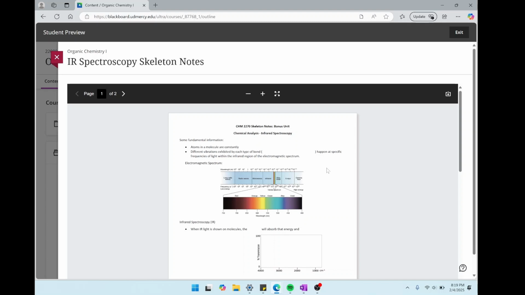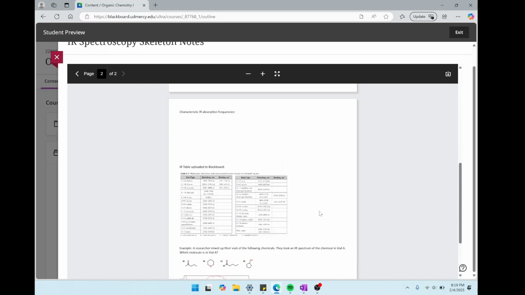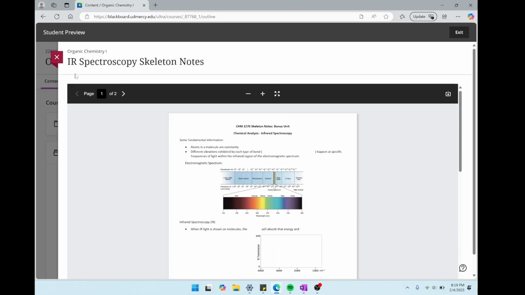This is a bonus unit. It's not built into one of our other units, but it is still important Organic Chemistry 1 content. So we'll cover this throughout the semester. By the time you're opening this, the video will also be posted and linked in the folder so you can watch the video where I will go through these skeleton notes about IR spectroscopy.